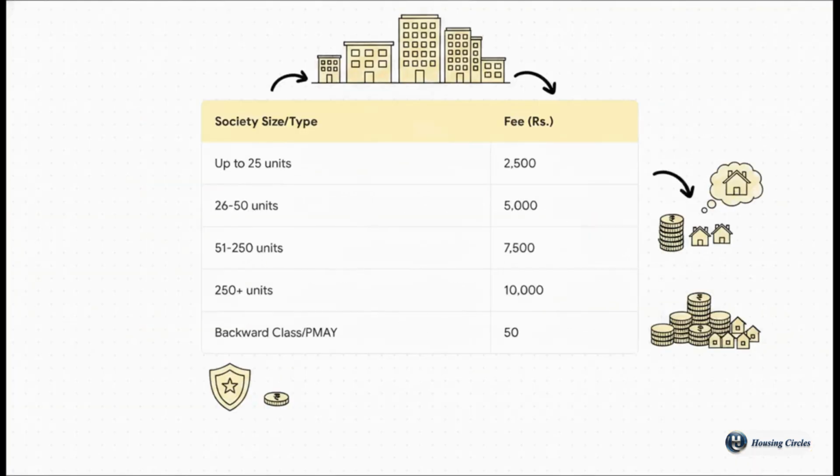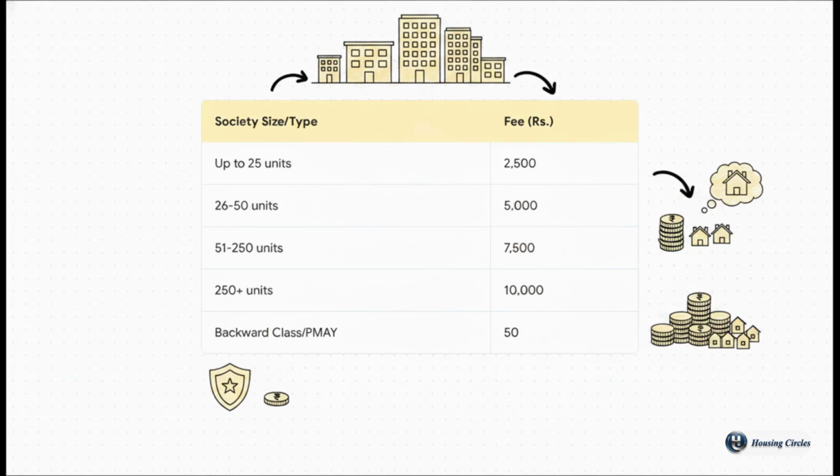The really crucial takeaway here is how these registration costs scale logically based on the exact size and type of the society. So for your standard tenant co-partnership society, if you have up to 25 units, the registration fee is just a flat 2,500 rupees. But watch how it bumps up as you grow. It goes to 5,000 rupees for 26 to 50 units, 7,500 for 51 to 250 units, and then it caps out at 10,000 rupees for those massive societies with over 250 units. It's a highly structured approach, really.